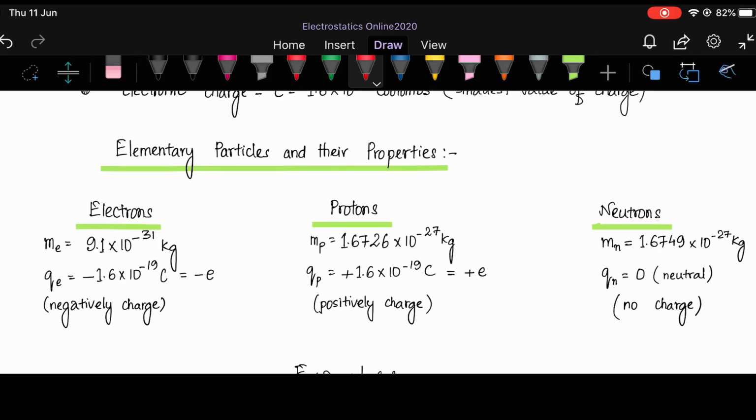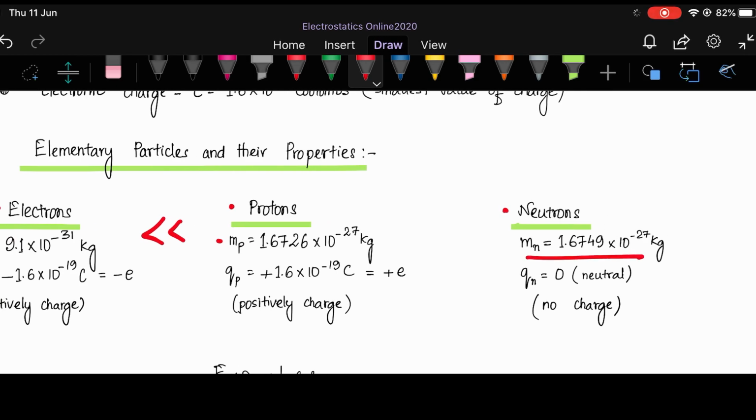The elementary particles are electrons, protons and neutrons. Electrons are found to have a mass of 9.1 times 10 to the power minus 31 kg. Protons are found to have a very big mass compared to electrons, 1.6726 times 10 to the power minus 27 kg. And finally, neutrons are found to have a mass of 1.6749 times 10 to the power minus 27 kg. They are a bit heavier compared to protons.